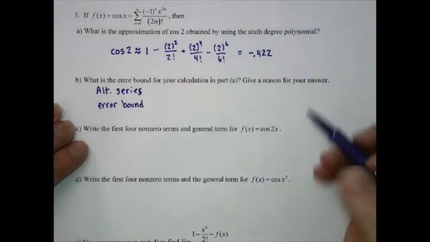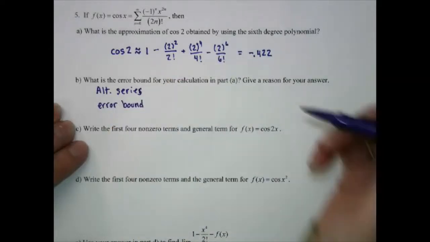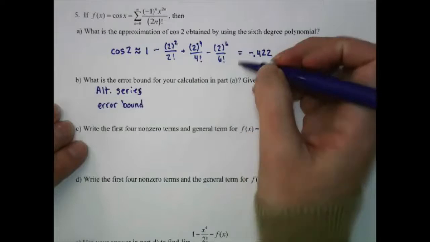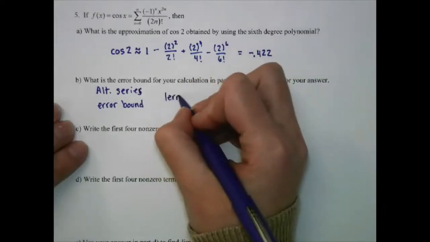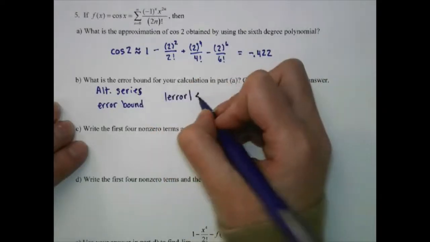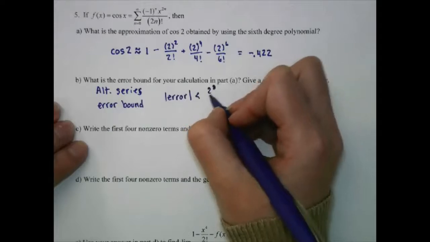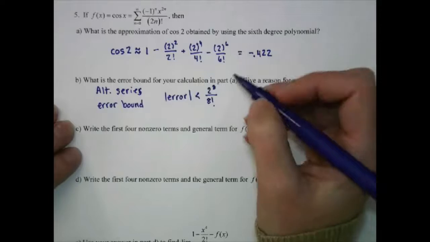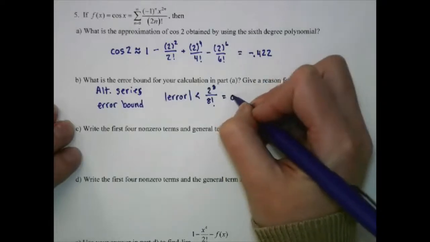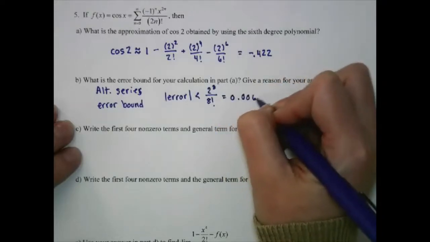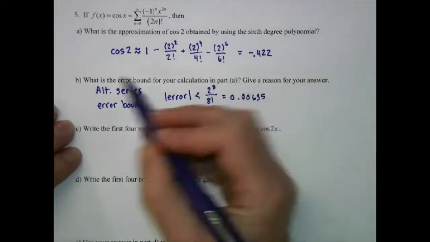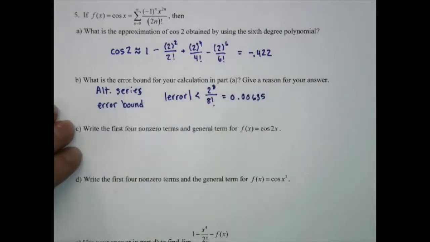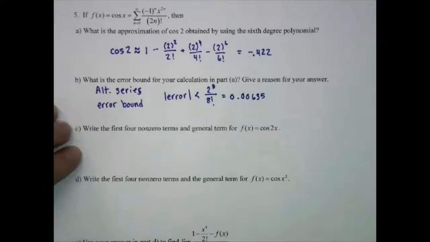Okay, which is simply the absolute value of the next term. Well, the next term would be 8, so my error is going to be less than 2 to the 8th over 8 factorial, which again, you can leave just like that, just for numeracy's sake though, 635. My reason is that it's an alternating series, so I can use the alternating series bound.